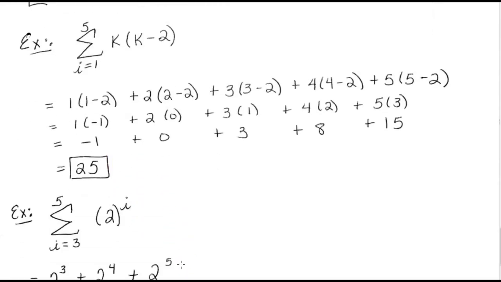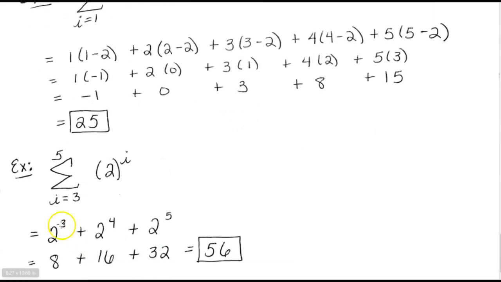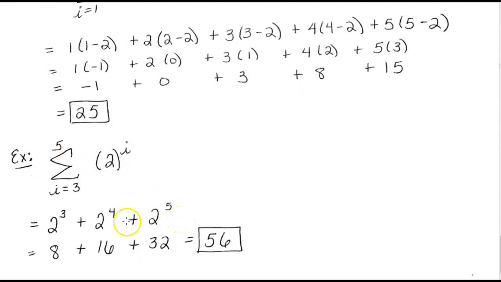So let's do another example here. So here we have the sum from i equals 3 to 5 of the expression 2 to the power of i. So this time we just start with the index value of 3. So we start by plugging in a 3, 2 to the power of 3, plus, then we move on to 4, 2 to the 4th, plus 2 to the 5th, and since 5 again is on top, we're going to stop. And then we will simplify.